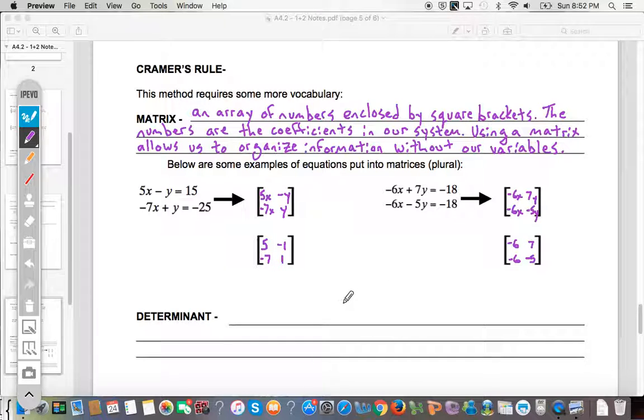Okay, perfect. So now we're going to talk about determinants, which are a little hard to explain. But a determinant is an array of numbers enclosed by two vertical bars.